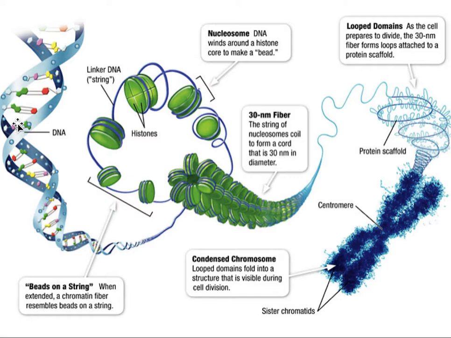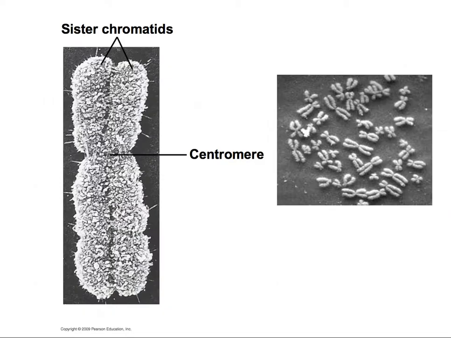You have the DNA, just like we said, coiled around these proteins called histones, and that forms a nucleosome. And that gets coiled further and further until you end up with these chromosome structures, these rod-like structures that are useful in cell division. So this is how DNA looks right before the cell's getting ready to divide. And here are some better views of that.